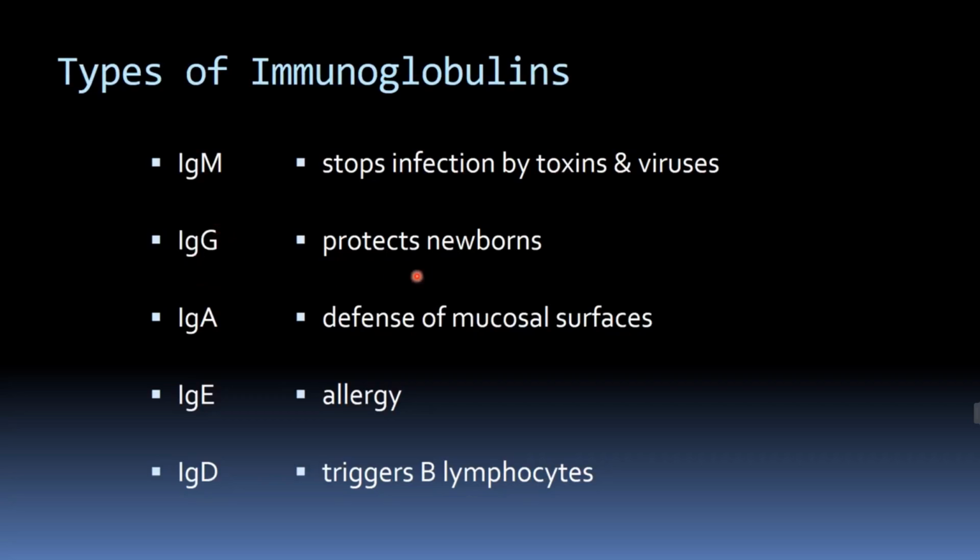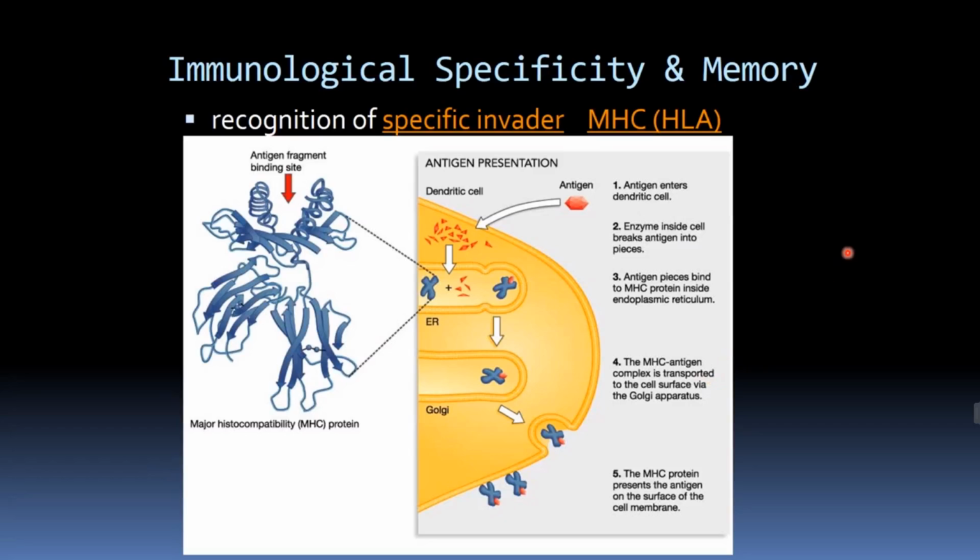IgG, really one of the prime functions is to protect newborns. IgA is really defense of mucosal surfaces, so the mucous membranes, you see quite a bit there. IgE, many of you probably dread this one, is really involved with allergies, and we'll see how this plays out later on. And IgD really triggers B lymphocytes. It's one of the major functions. So let's look at how all of this happens.